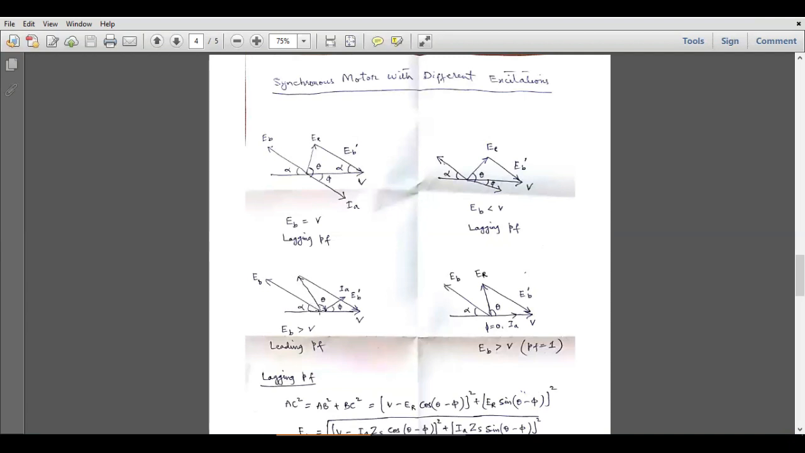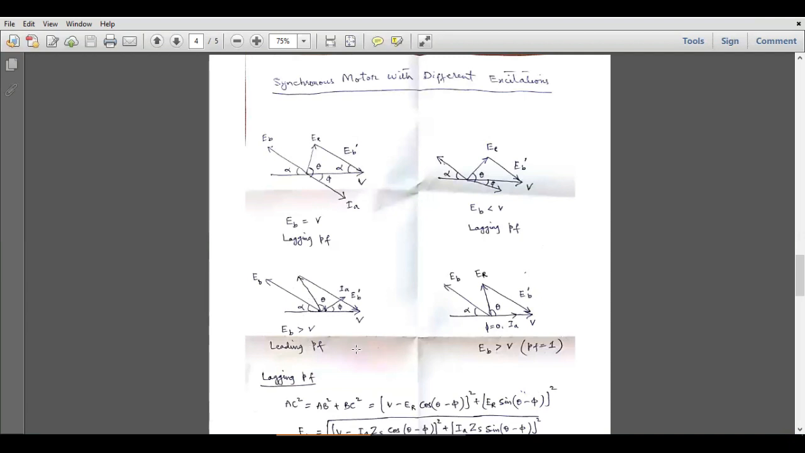So now ER has shifted towards the left from the y-axis. As a result, the IA vector will also come on top of the voltage vector. So in this case, IA is leading the voltage vector by 5 degrees. So if we increase the excitation in synchronous motors, we will get a leading power factor case.